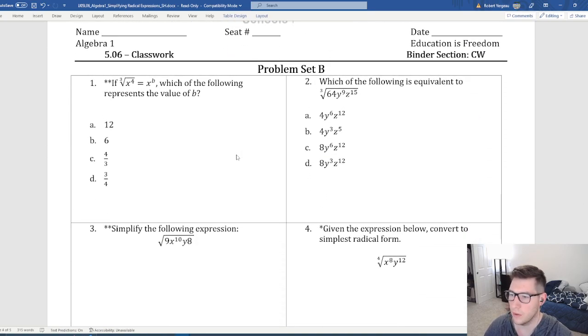All right. In problem set B, I would like you to please work on number 1 and number 3. Now, really quick in number 3, small typo here that I'm seeing in the packet, and apologies I didn't catch this sooner. Just make sure we know that this is going to be the square root of 9x to the 10th, y to the 8th. That 8 should be an exponent.